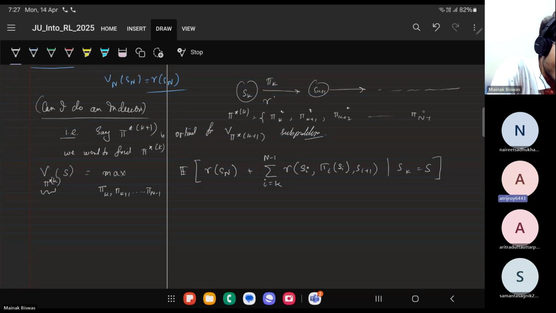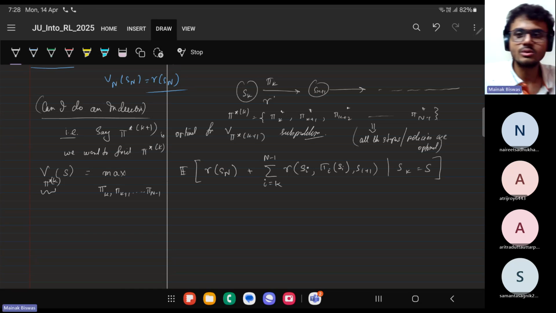Got it. So this means that all the steps or policies are optimal. Then only you can get the maximum reward. Yes or no? We proved that just now. All the steps have to be optimal. Fine. This is how you define the subproblem. Okay. So now once I define the subproblem, can you give me a hint how to do this?